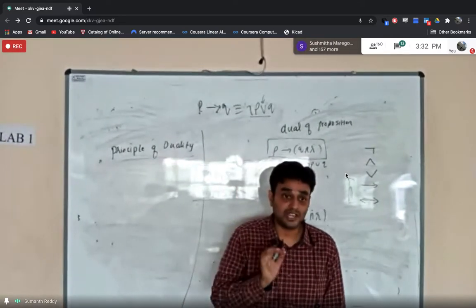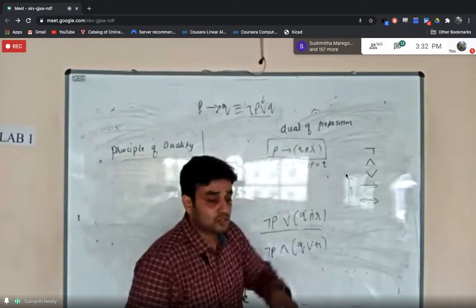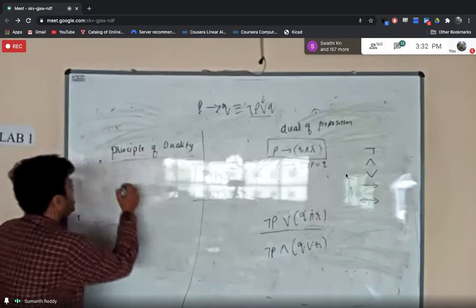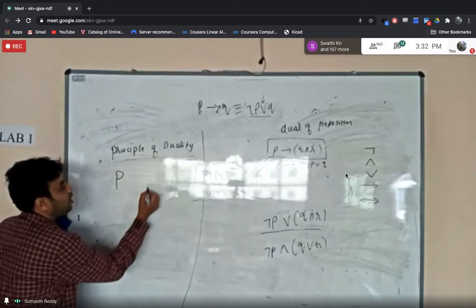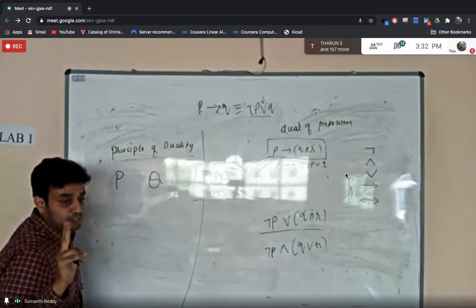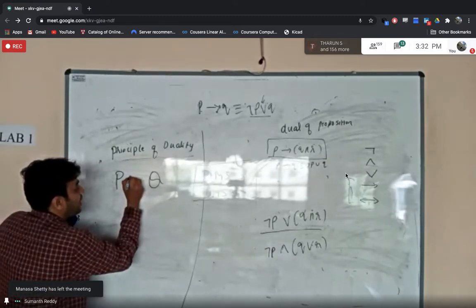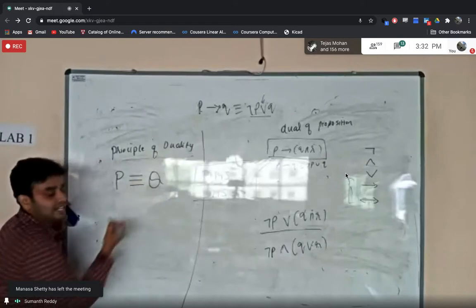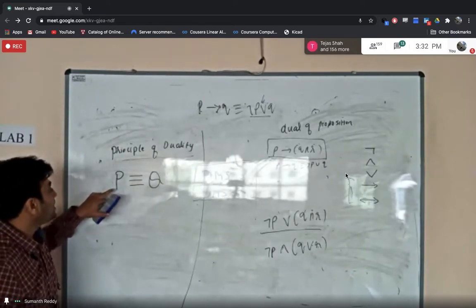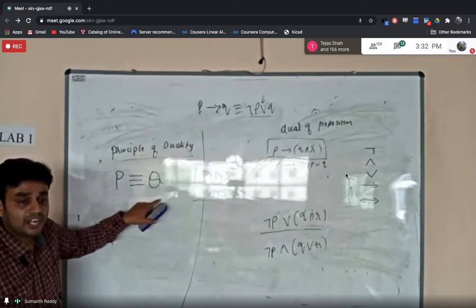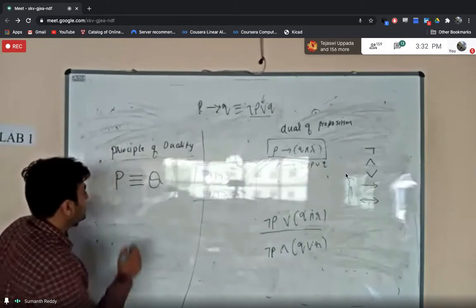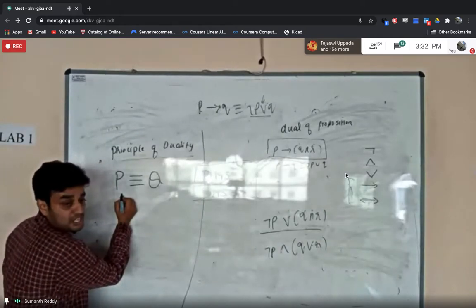The principle of duality states that suppose you have two compound propositions. The first compound proposition I write as capital P, and the second as capital Q. These are the two compound propositions, and I tell you that they are logically equivalent. Now the principle of duality states that if P is logically equivalent to Q, then their duals are also logically equivalent.